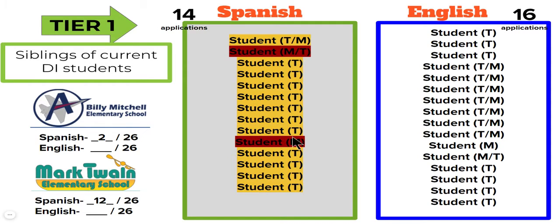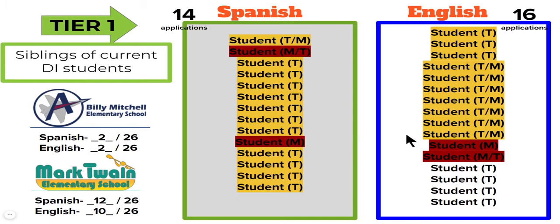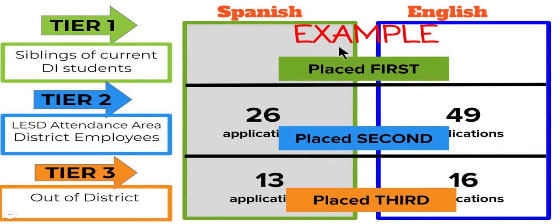We'll now move to our English language category and begin to place students into our English language category spots at each school. All of these students will receive their first preference for Twain. These students receive their first preference at Mitchell, and the remaining students their preference at Twain. We have now placed all of the Tier 1 students into their first preference school.